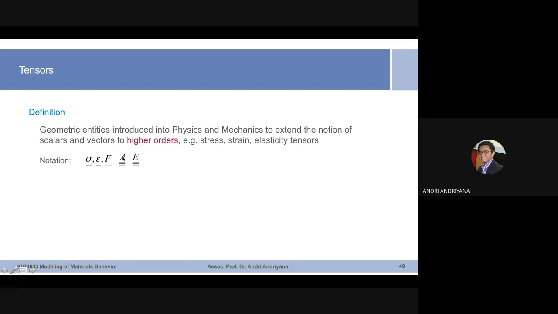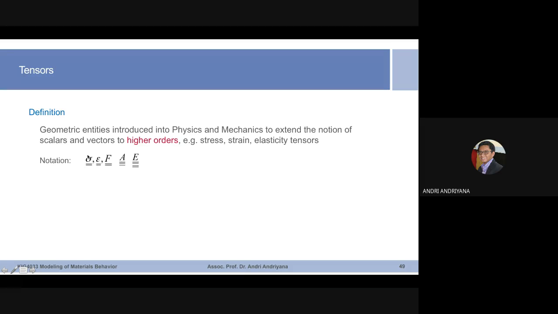Here is an example with three lines below, a third order tensor. E is the notation given with four lines to a fourth order tensor. Okay. So here, stress and strain that we are going to use extensively are basically second order tensors. Elasticity tensors, I will not talk much about it, is an example of a fourth order tensor.